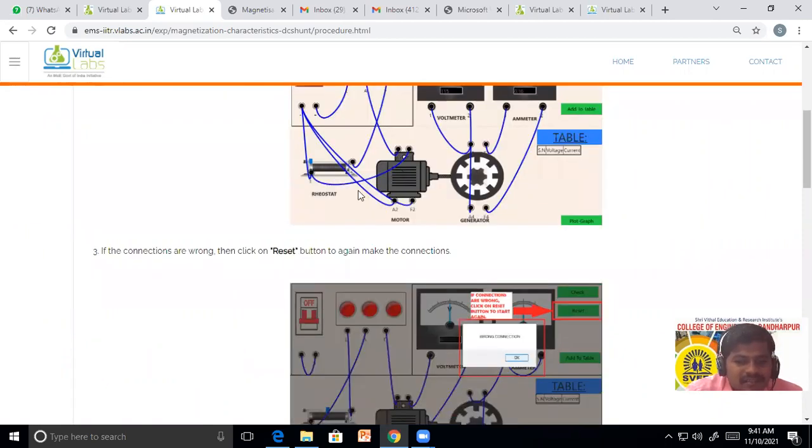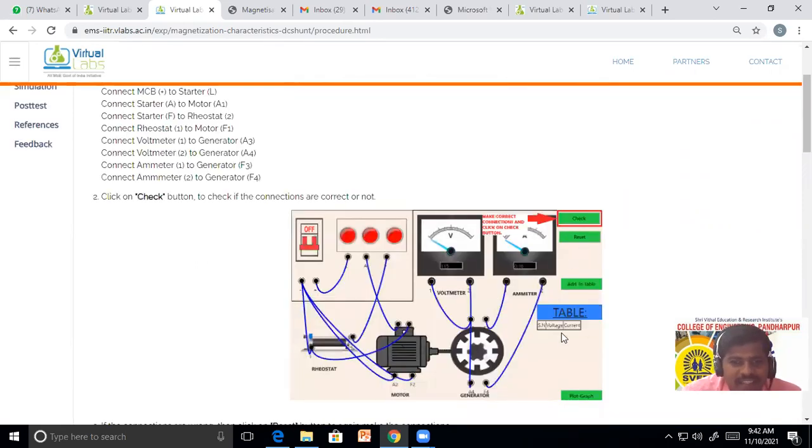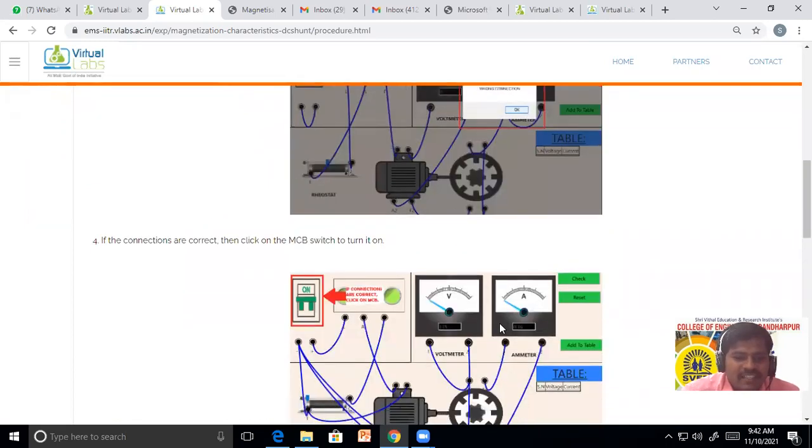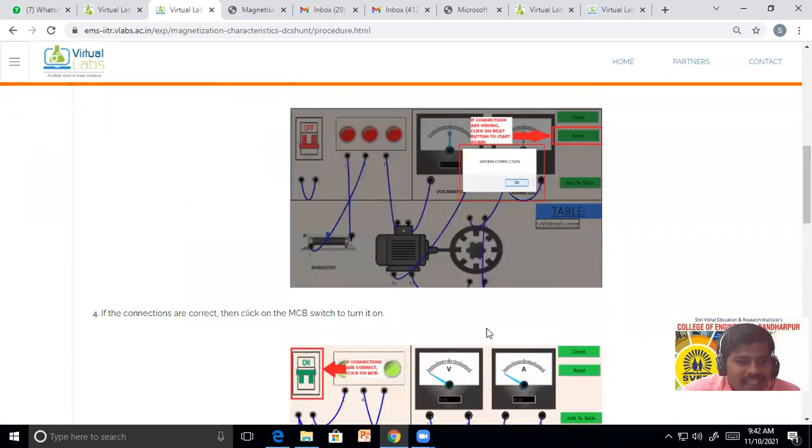If there is a wrong connection, then a message will come. So your connection can be wrong. Reset the connection. After that, there is a reset button, so we want to reset the connection and do the connection again. If our connection is correct, then it will show that the connection is correct. You can perform the practical.